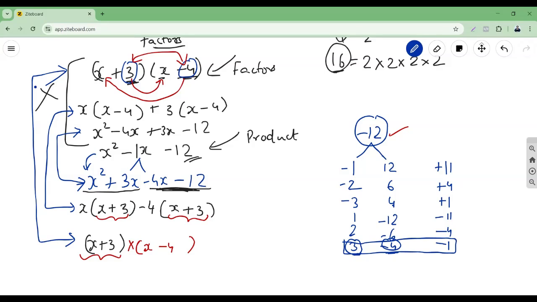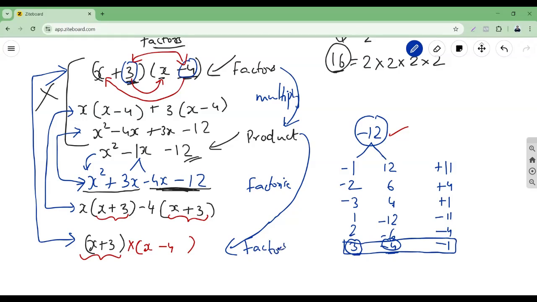That's the meaning of factors, right? When we multiply the factors, we get a product. Now, from the product, when we factorize, we get the factors. Are you able to see the beauty of it?